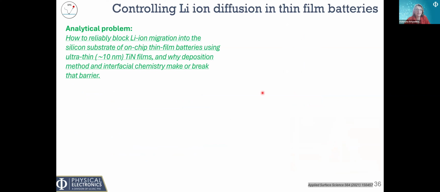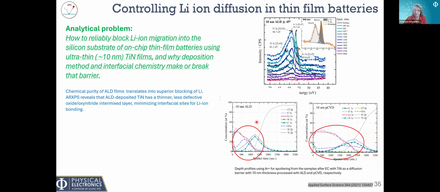This is an example where an analyst is trying to really understand how different ways to deposit thin films limit lithium migration for thin film batteries. They created two different films, one by ALD deposition and another by CVD. And then they looked through the depth profile. So we have a lithium layer on top, followed by a titanium nitride layer that is either ALD or CVD.